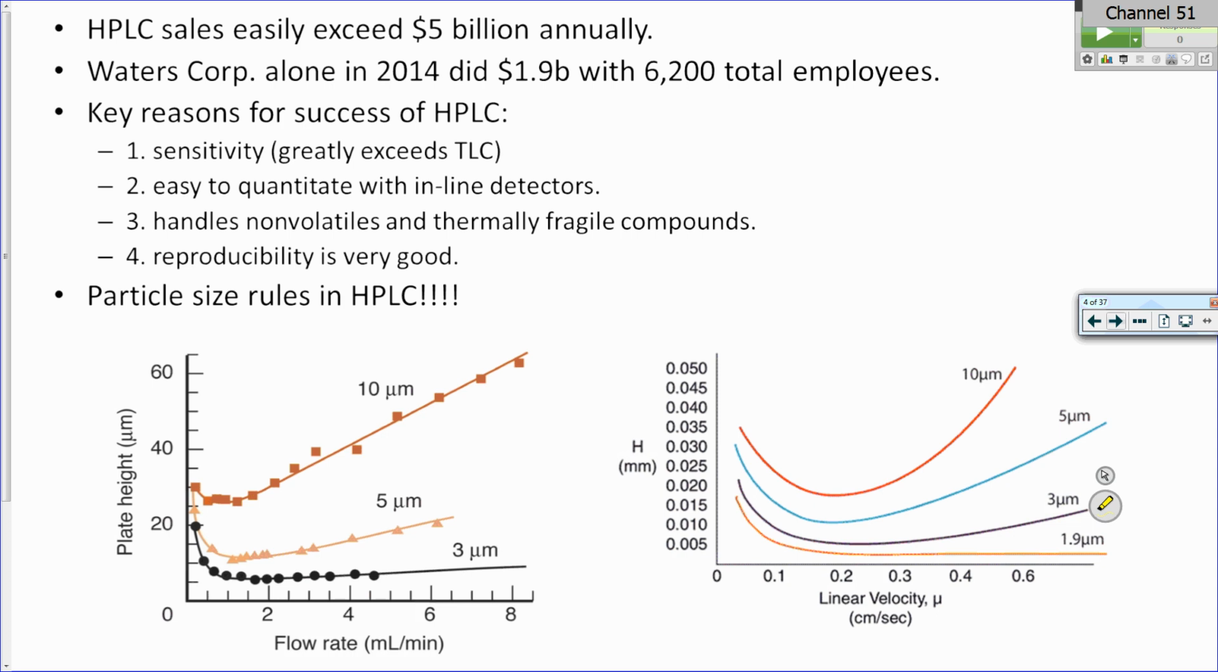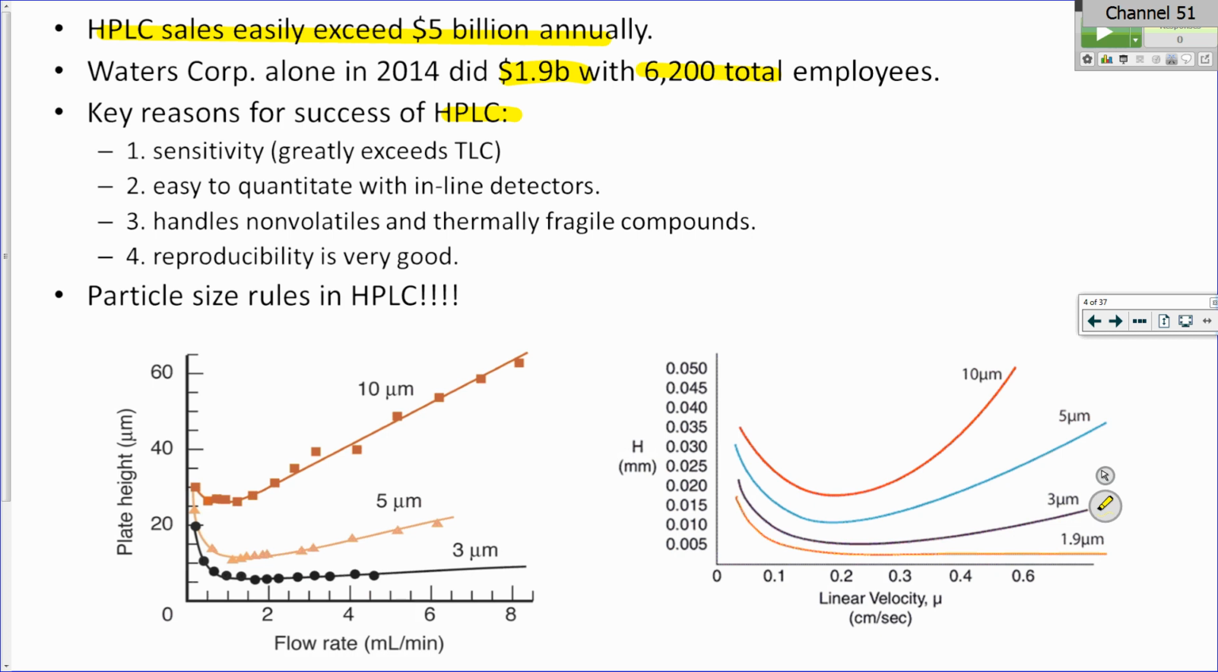What kind of market is there for this? It's huge. HPLC sales exceed $5 billion a year. There's one company called the Waters Corporation, which in 2014 did $1.9 billion worth of sales, and they've got about 6,200 employees. They're one of 5 large HPLC companies. And that's not all they do, but that's the bulk of their sales.